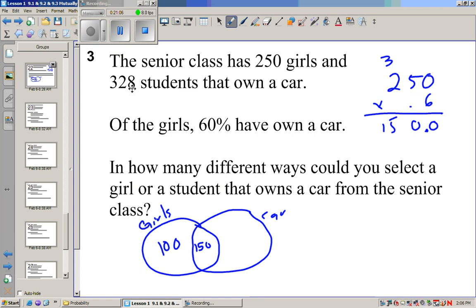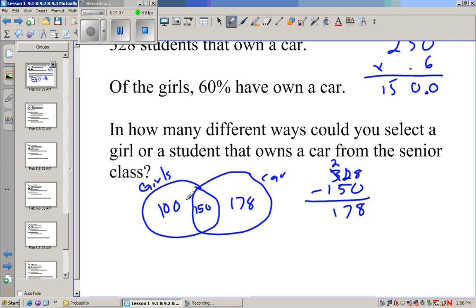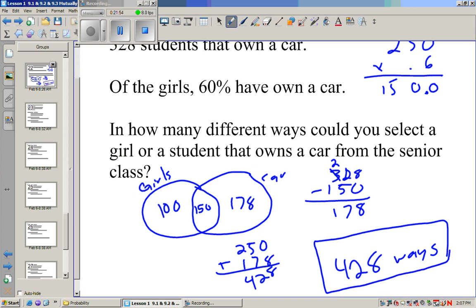And if there's 328 students that own a car, we have to take 328 minus 150, and that is going to be 178 students that own a car that are not girls. So there's 178 male students that own a car and 150 female students that own a car. So how many different ways could you select a girl or a student that owns a car? If I add up all those numbers, that'll be 150, 250, and 178. So there's 428 ways that you can pick either a student that's a girl or someone that owns a car.